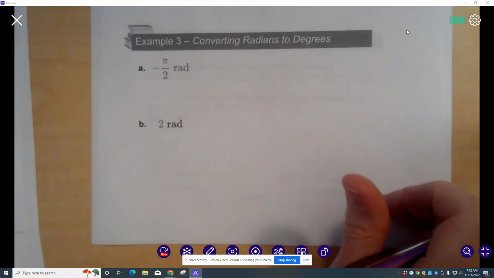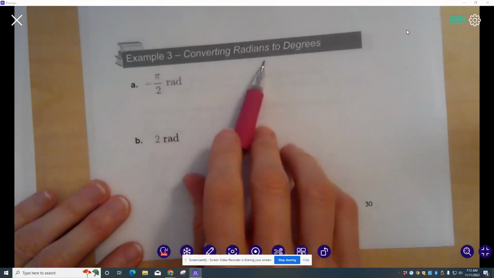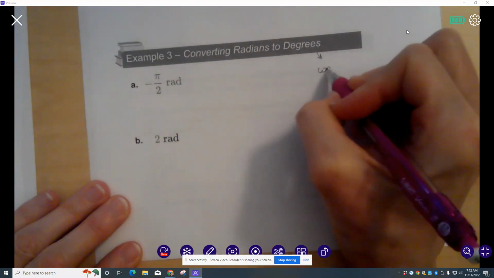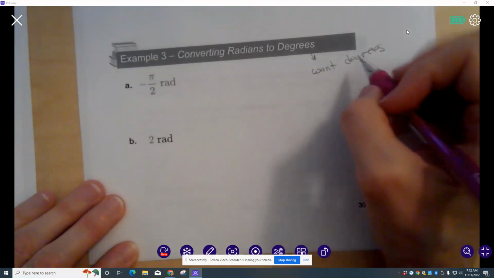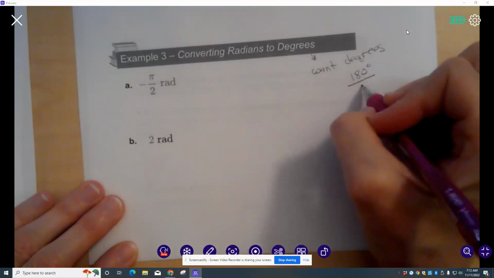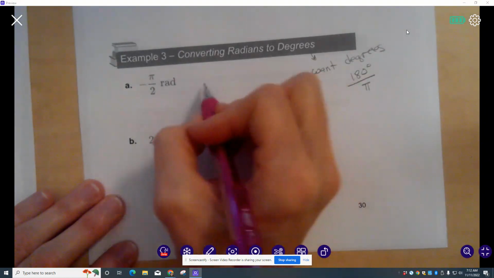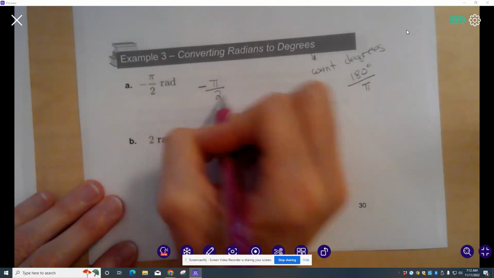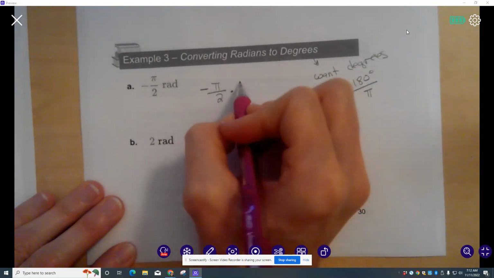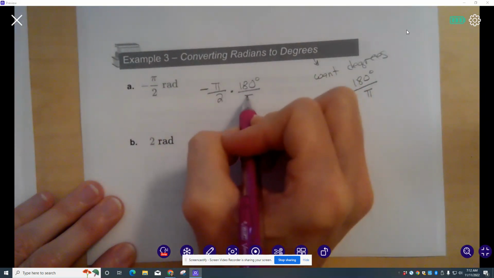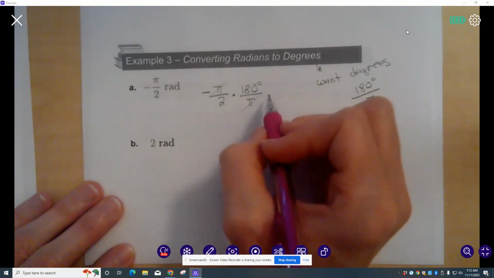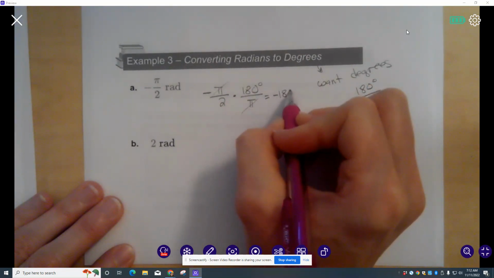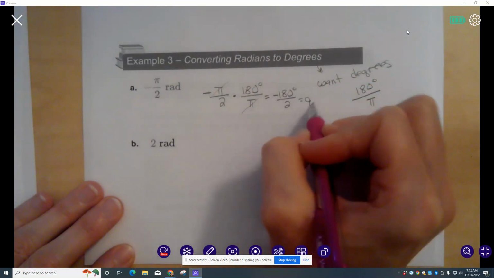All right, now, Example 3, we're doing the reverse. So we're converting radians to degrees. So we want degrees when we're done, so we're going to multiply by the ratio that has degrees on the top. Okay, negative pi over 2 radians times 180 degrees over pi. Now my pi's will cancel. They'll divide to give me 1, which should happen. So I'm left with negative 180 degrees over 2, or negative 90 degrees.